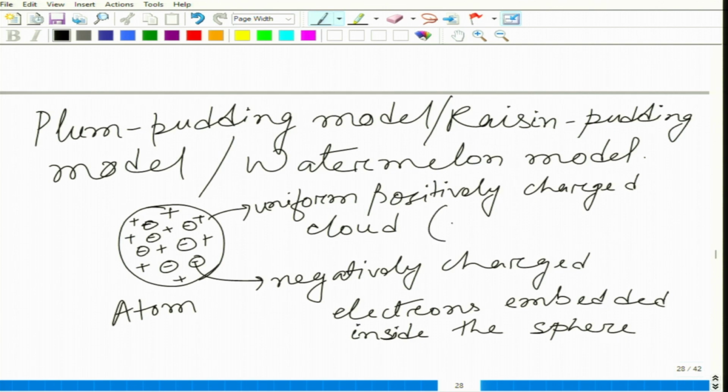In this model, the positively charged cloud was considered as the pudding and the negatively charged electrons were considered as plums. So as we can see, this plum pudding model of J.J. Thomson had various drawbacks. The first drawback was that the structure was not well defined. The electrons are embedded inside the positive cloud, but in what order or how are they arranged? He said that the electrons are randomly embedded, but that doesn't explain the behavior of an atom properly. Also, the electrons are not movable then. We will see what the drawbacks of the plum pudding model are.